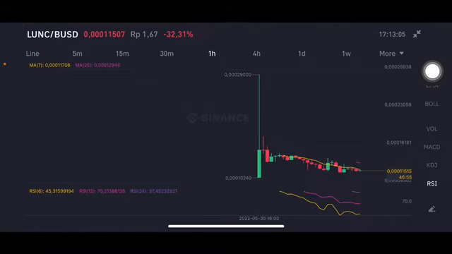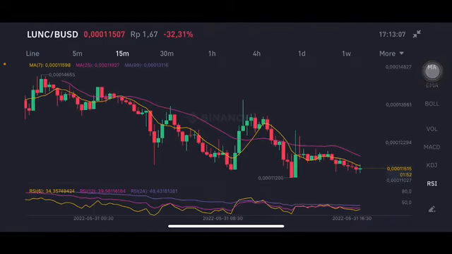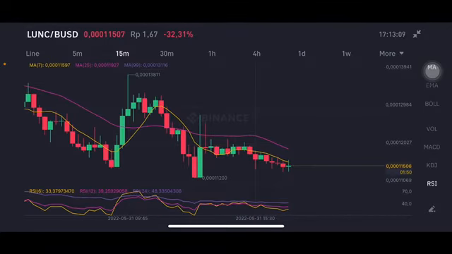We're gonna go to the 15 minutes for a really, really trading swing here. It's slightly below all of the moving averages. Try to pump up, go to the yellow one side, moving average 7, 0.00011598 US dollar.